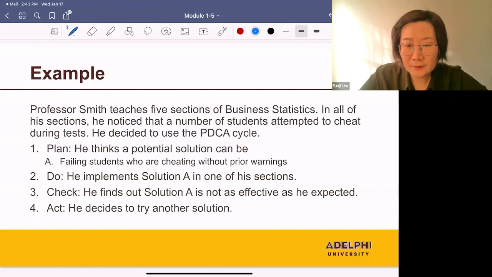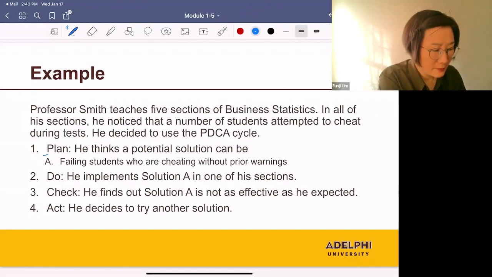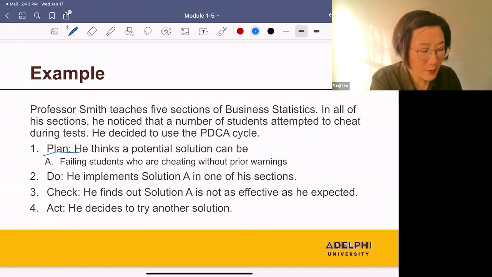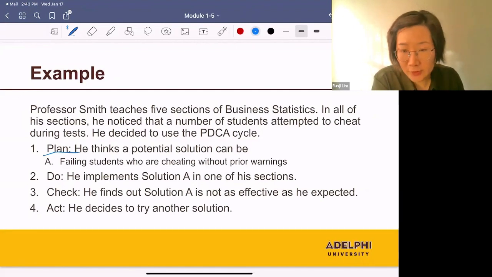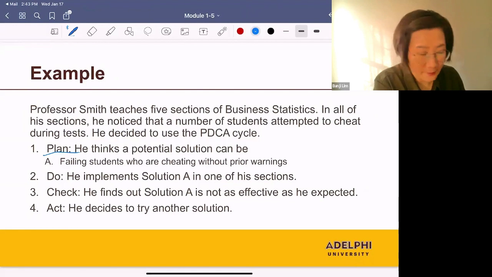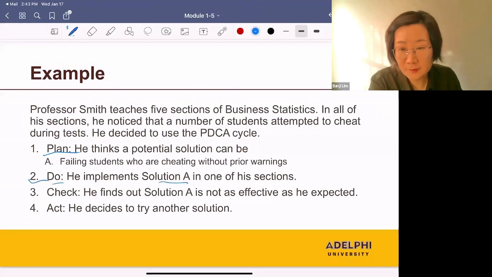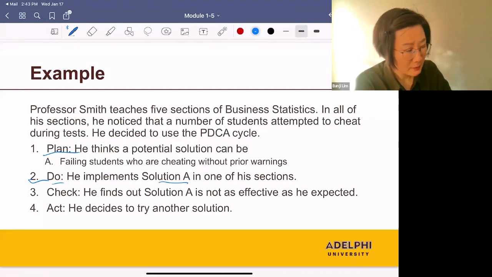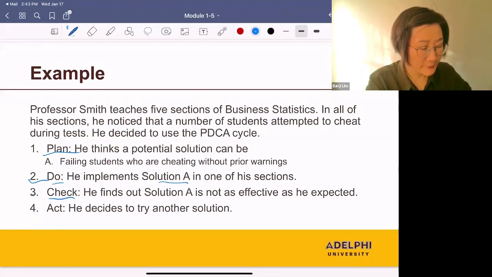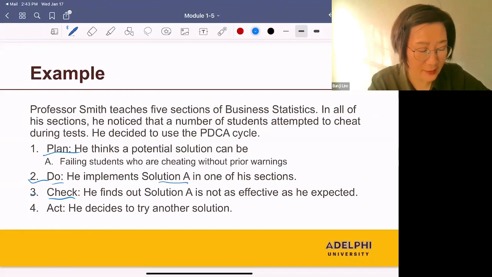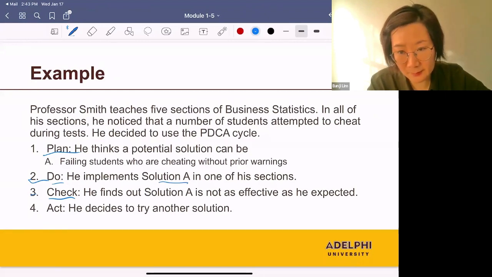So this is the first cycle. You make a plan. He thinks a potential solution can be A, failing students who are cheating without prior warnings. And next, do. He implements solution A in one of his sections on a smaller scale. Next, check. He finds out solution A is not as effective as expected. So he finds out that students are still cheating during tests.